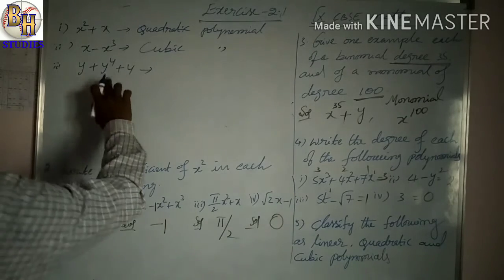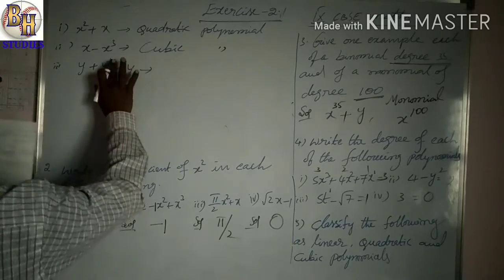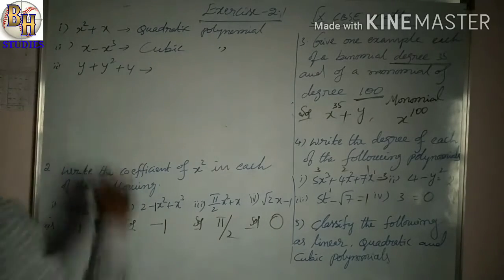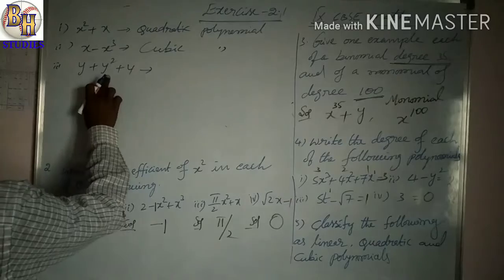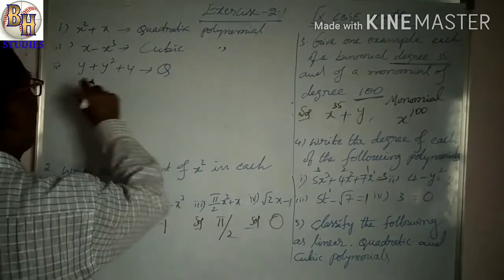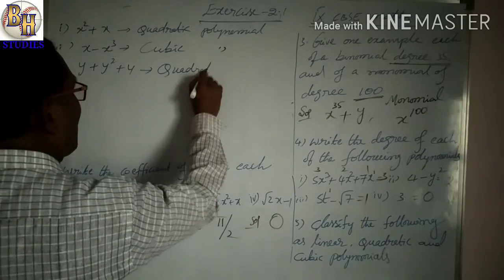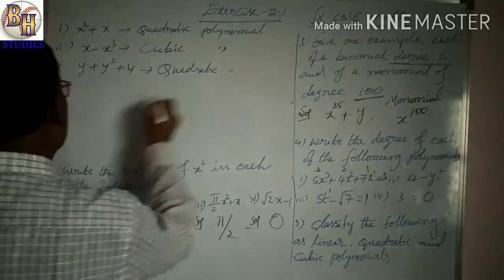Here see, y plus y square plus 4. Which polynomial is that called? This is also second degree. So this is the quadratic polynomial.